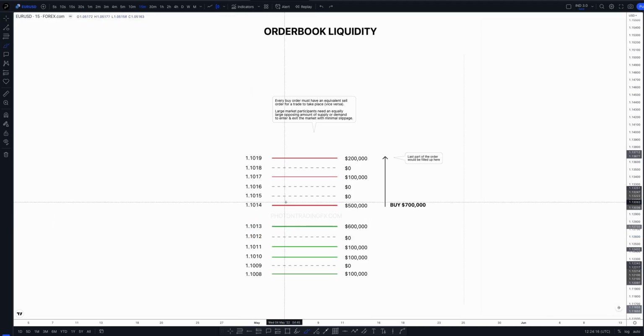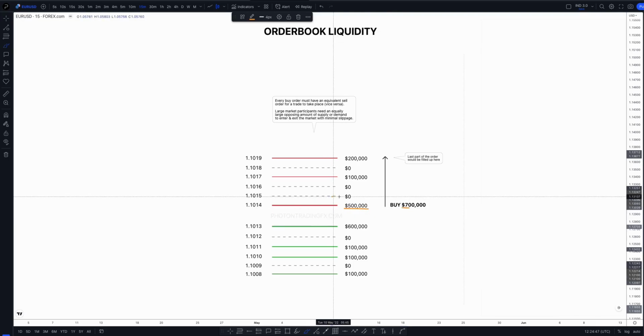Okay, so if you are a large market participant and you want to buy and get long at the current market price, you're going to have to start buying at 1014, and let's say you want to buy $700,000 worth of whatever currency. There's only 500,000 worth of volume being sold at the nearest price level. So if you were to hit a market buy order, you would instantly fill that up, and then your broker is going to look for the remaining 200,000 left of your order.